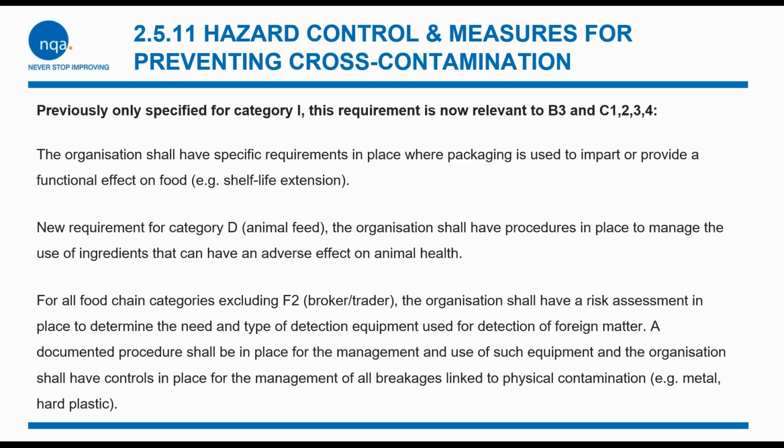For all food chain categories excluding F2, broker trader, the organisation shall have a risk assessment in place to determine the need and type of detection equipment used for detection of foreign matter. A documented procedure shall be in place for the management and use of such equipment, and the organisation shall have controls in place for the management of all breakages linked to physical contamination, for example, metal and hard plastic.